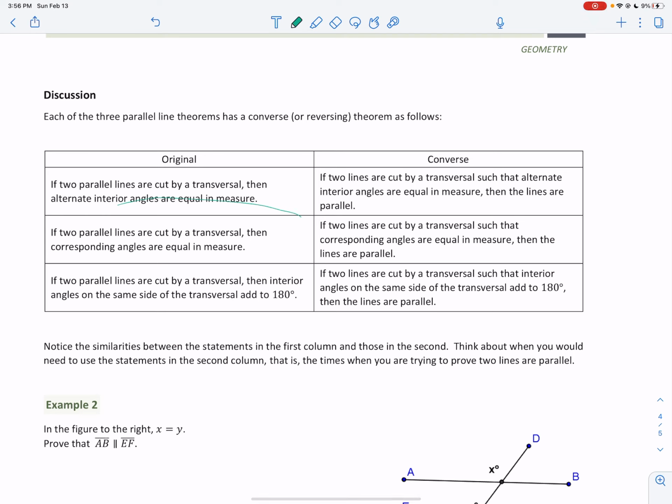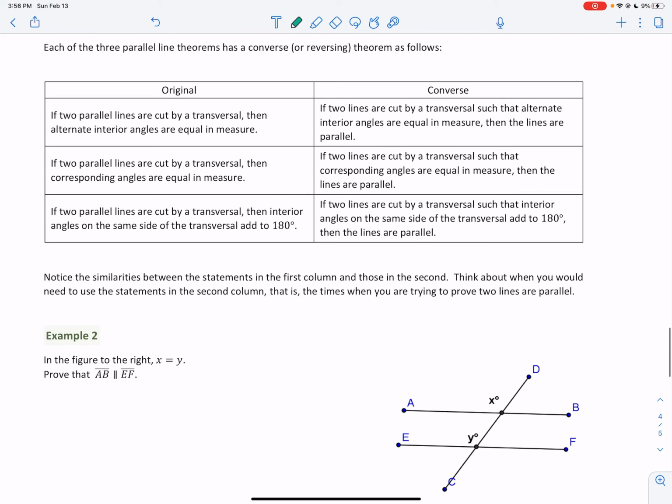So this is just saying you know they're parallel, so their corresponding angles are equal. You don't know they're parallel, but you do know their corresponding angles are equal, then they must be parallel. So it's like reading it forward and backward. Let's look at this third one. If two parallel lines are cut by a transversal, then the interior angles on the same side of the transversal are 180. So these two angles would add up to be 180.